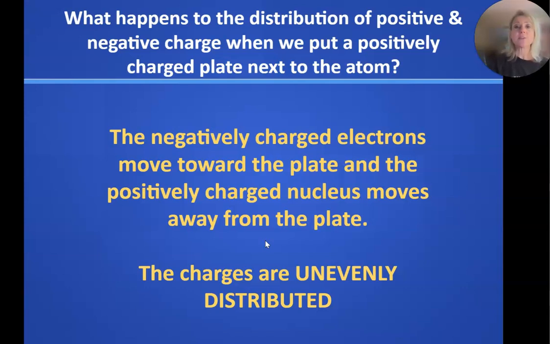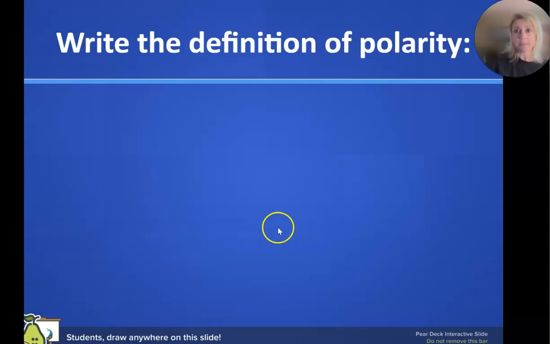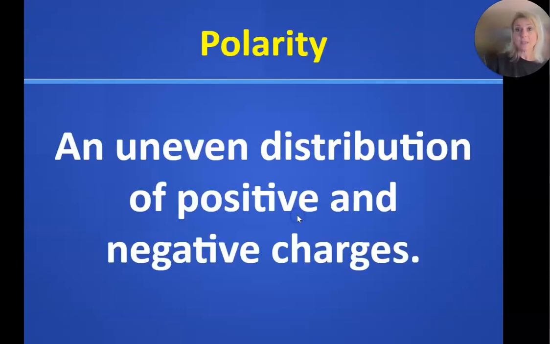Okay, here's your answer. The negatively charged electrons move toward the positive plate while the nucleus is repelled because the nucleus has a positive charge and like charges repel. The charges become unevenly distributed. Okay, go ahead, pause this, and see if you can write the definition of polarity. All right, polarity is an uneven distribution of positive and negative charges. That's something that you have to memorize.